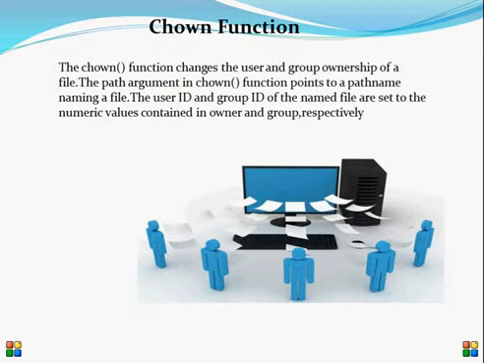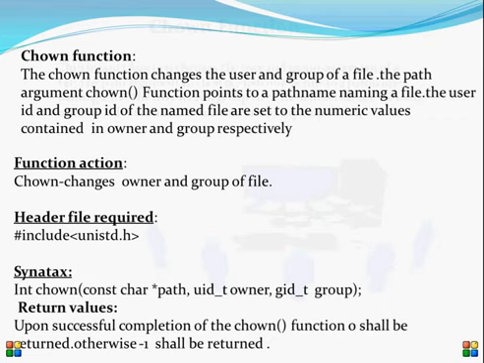The next one is the change owner function. The chown function changes the user and group of the file. The path argument of the chown function points to a pathname naming a file. The user ID and group ID of the named file are set to the numeric values contained in owner and group respectively. Function action: changes owner and group of the file. Header file required: unistd.h. Syntax: it consists of path, uid owner and gid group. Return values. Upon successful completion of the chown function, 0 shall be returned, otherwise -1 shall be returned.